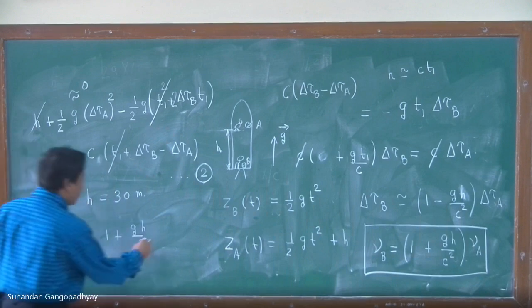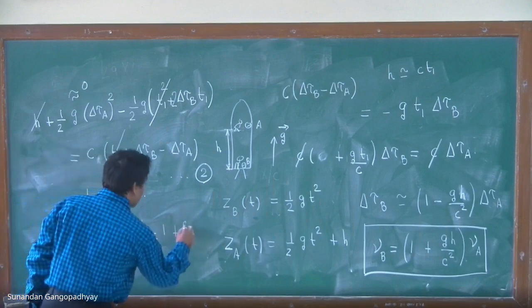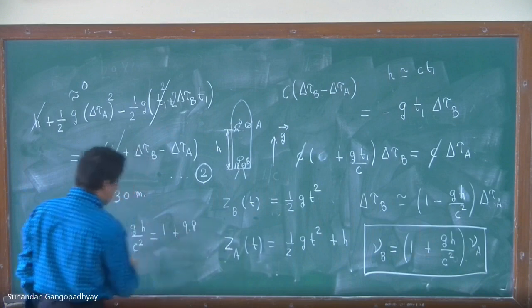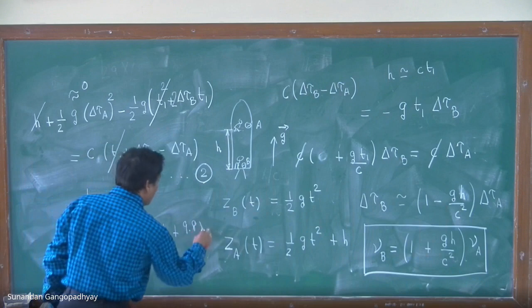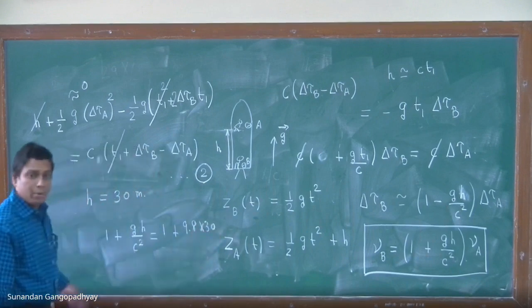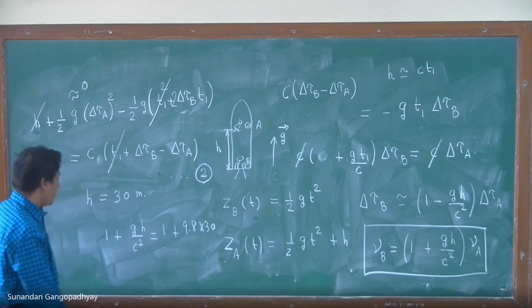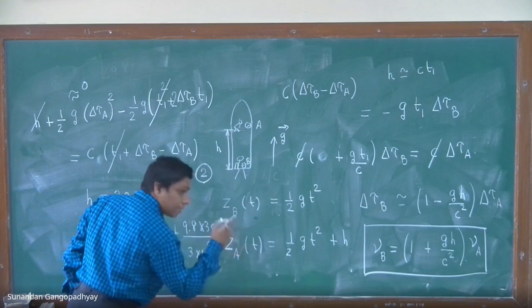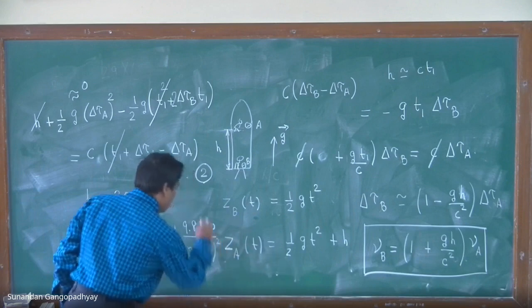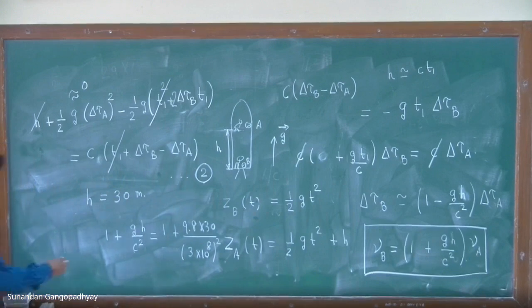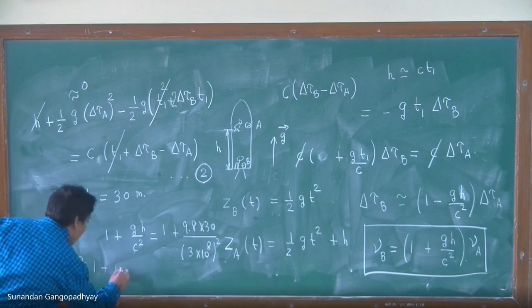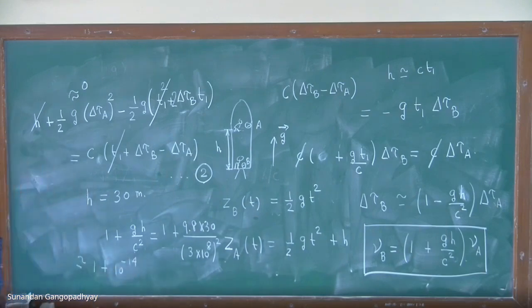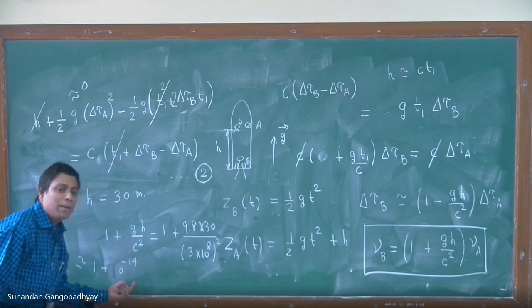Let us put in the numbers: 1 plus 9.8 meters per second square, so this is a dimensionless number, obviously. It has to be multiplied by 30. We are in SI units, 9.8 meters per second square multiplied by 30 meters divided by the speed of light, 3 into 10 to the power 8 meters per second, the whole square. Everything is fine. So if you calculate this number, this will come out to be 1 plus something. So you see the effect due to gravity is 10 to the power minus 14.